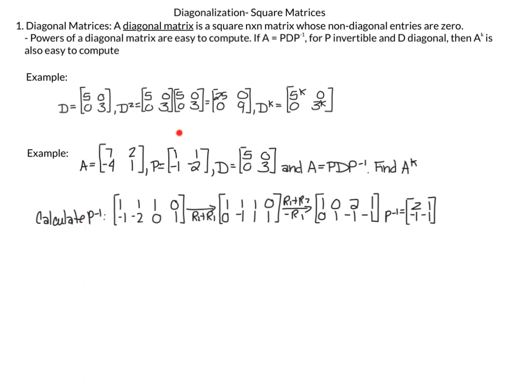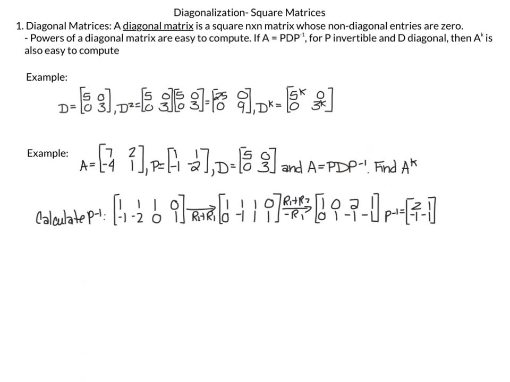To calculate P inverse, I take my matrix P, with entries 1, negative 1, 1, negative 2, and I put it alongside the identity matrix. Then I'm going to do row operations until my original matrix P becomes the identity matrix. And while I row reduce the whole thing together here, my identity matrix will become P inverse. So P inverse in this example would be 2, negative 1, 1, negative 1. And I'll leave it to you to verify that my matrix A is equal to P D P inverse.